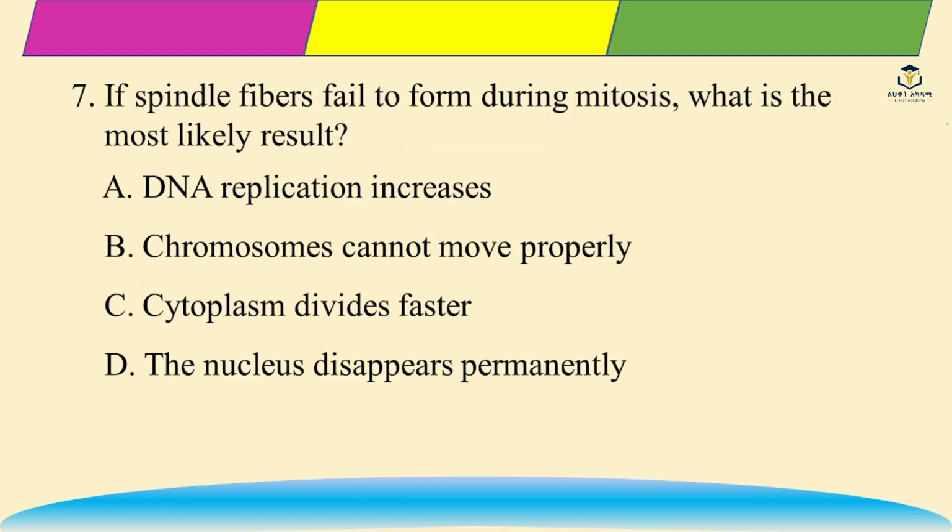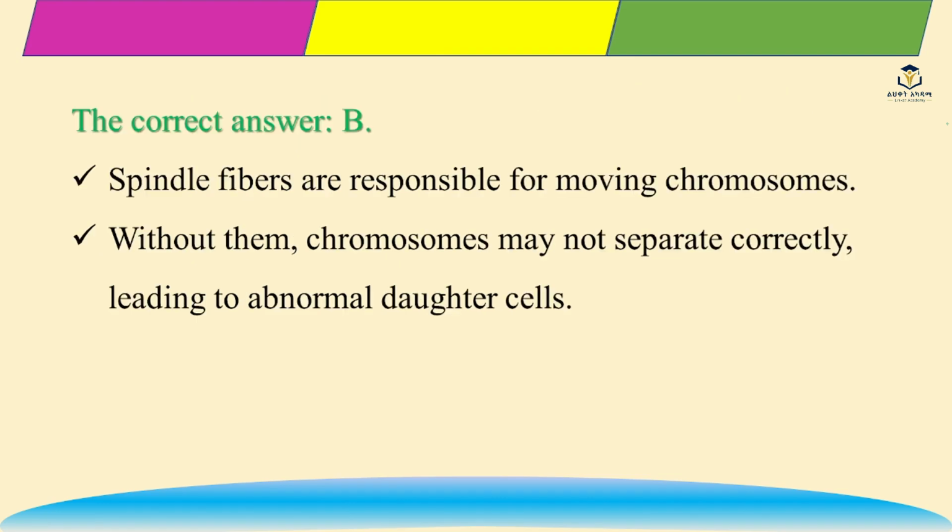Question 7. If spindle fibers fail to form during mitosis, what is the most likely result? A. DNA replication increases. B. Chromosomes cannot move properly. C. Cytoplasm divides faster. D. The nucleus disappears permanently. The correct answer is B. Chromosomes cannot move properly. Spindle fibers are responsible for moving chromosomes. Without them, chromosomes may not separate correctly, leading to abnormal daughter cells.